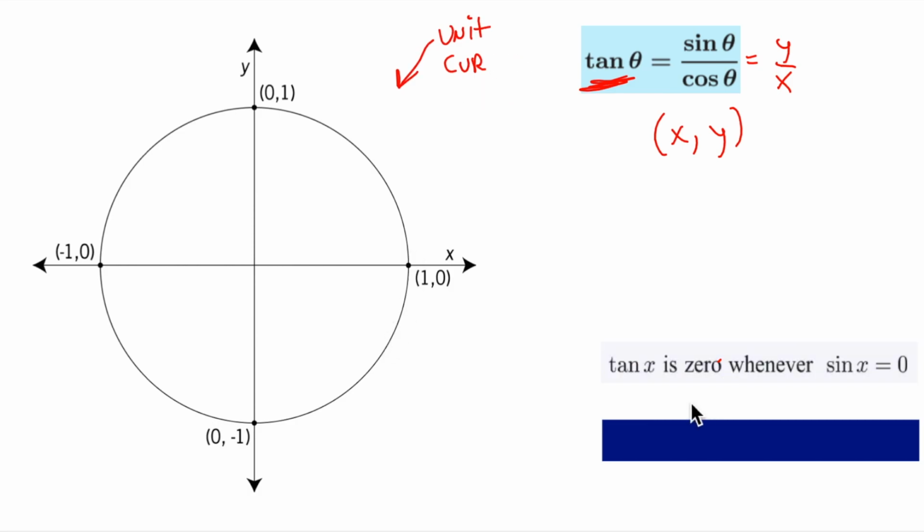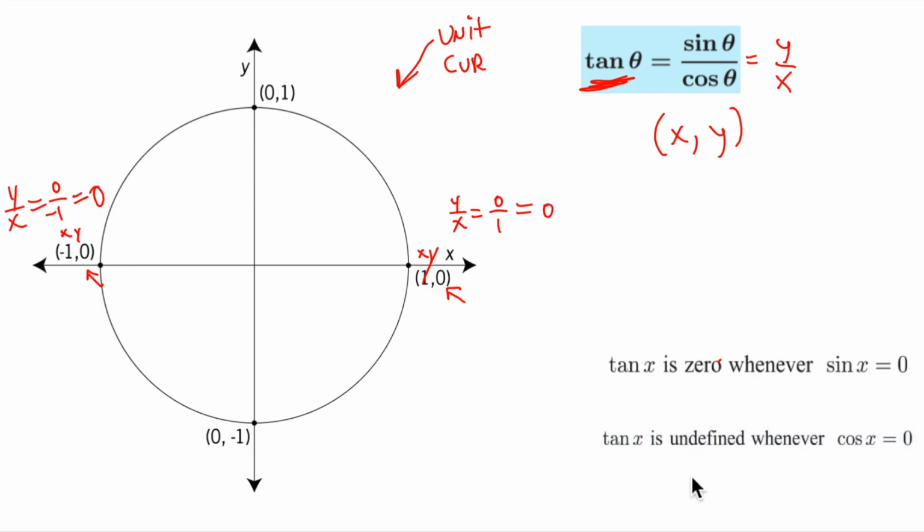Let's look at this. We have tangent is 0 whenever sine x equals 0. Well, why is that? First, let's find where sine is 0. So sine would be 0 right here and right here because we have x and y here. And remember, tangent is y over x equals 0 over 1. Oh, that's 0. And then this one here, tangent is y over x, which equals 0 over negative 1. Oh, still 0.